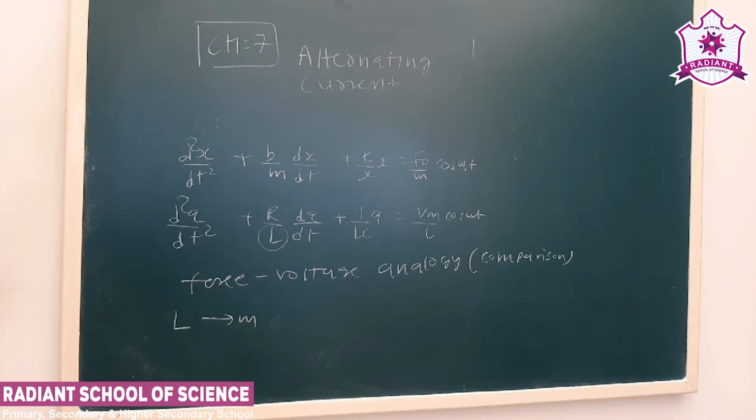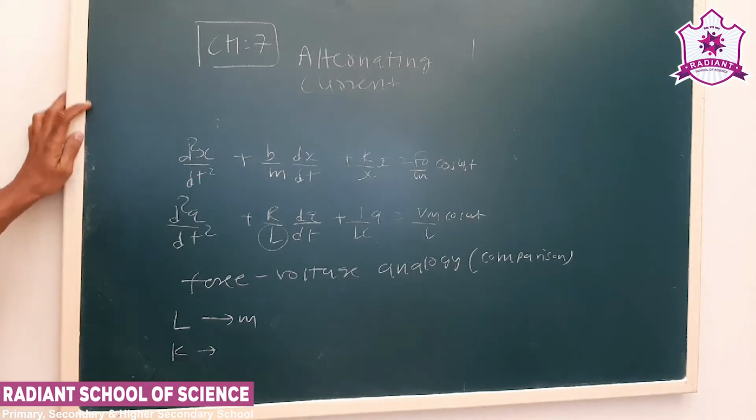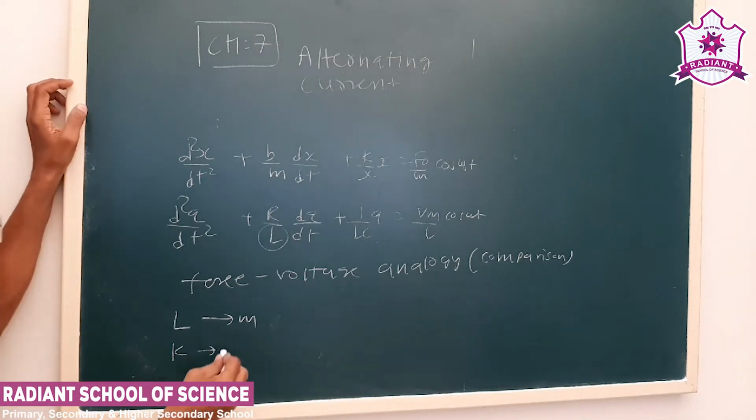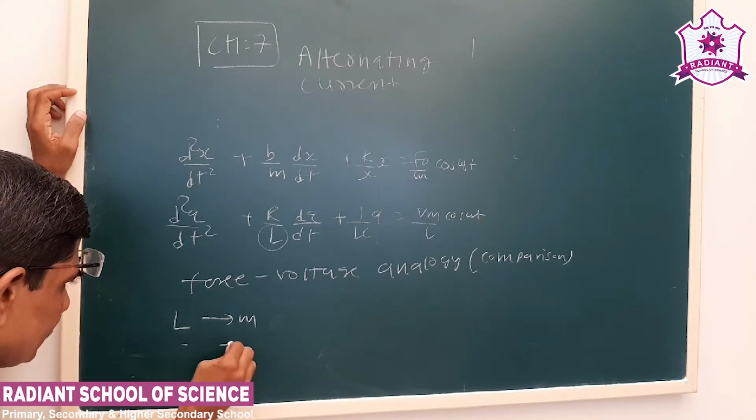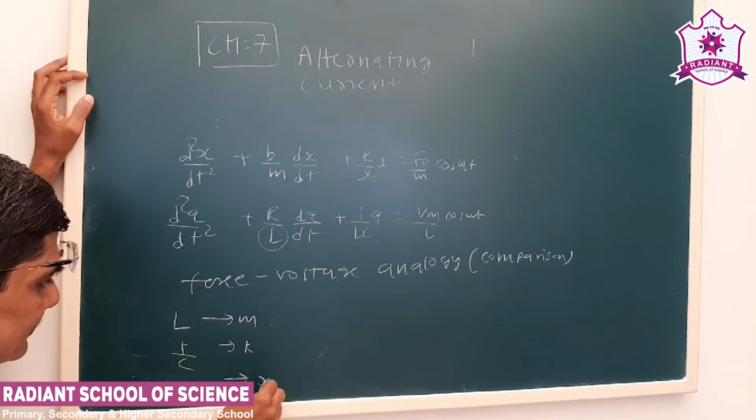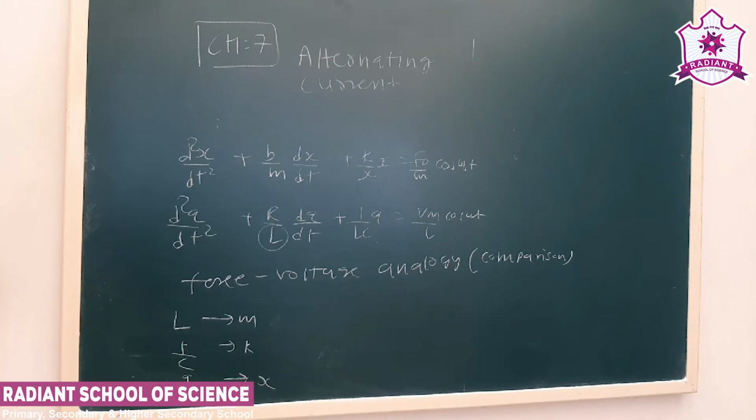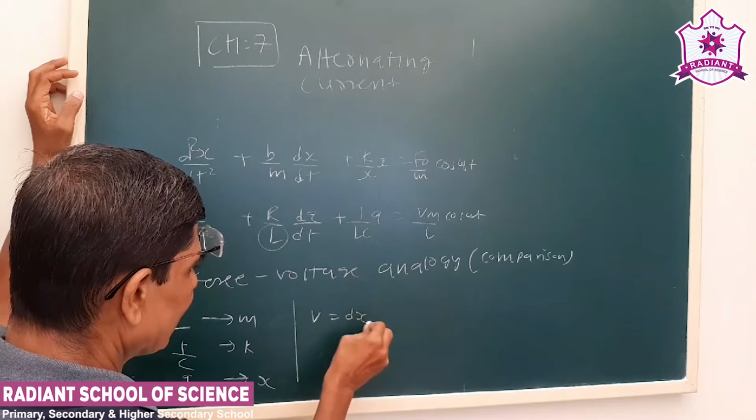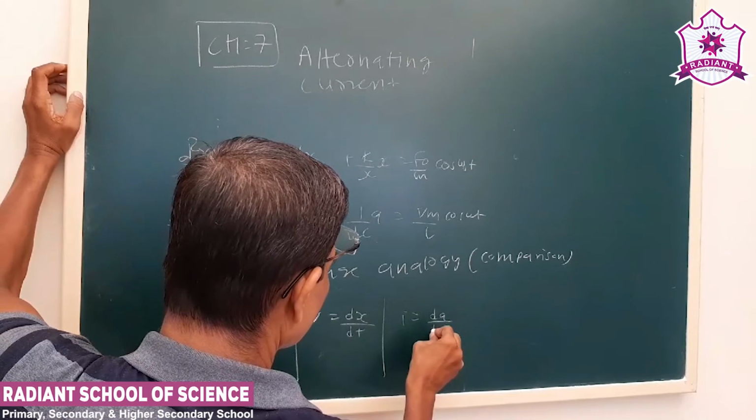Then the constant K is equal to 1 upon C. K corresponds to 1 upon C. Then see here, x is a displacement, and we have got charge q. There is a relation. Now we have velocity as dx by dt. Then I is equal to dq by dt.